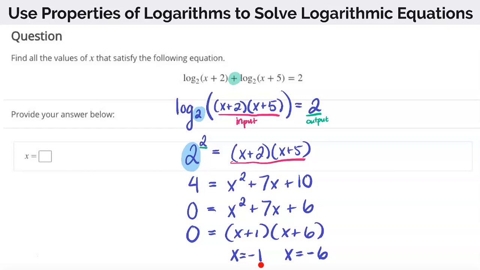So even though this first one is a negative value, right? If we plug in -1 here, the input of the log will be +1, and the input of this log will be +4, right? So that x is actually okay, because of the +2 and the +5 in our logs, right? But when we try the -6, right, this first one fails because -6 plus 2 is -4. That's still a negative value, which is not going to be in the domain, right? So that one is out. That is an extraneous solution. And the only solution that we are going to keep here is x equals -1.